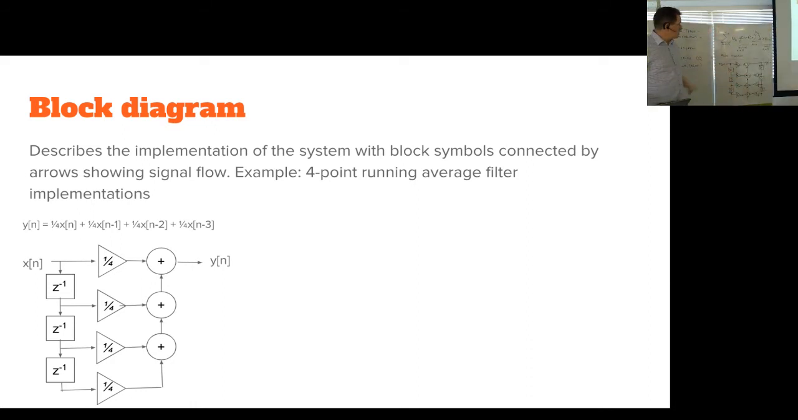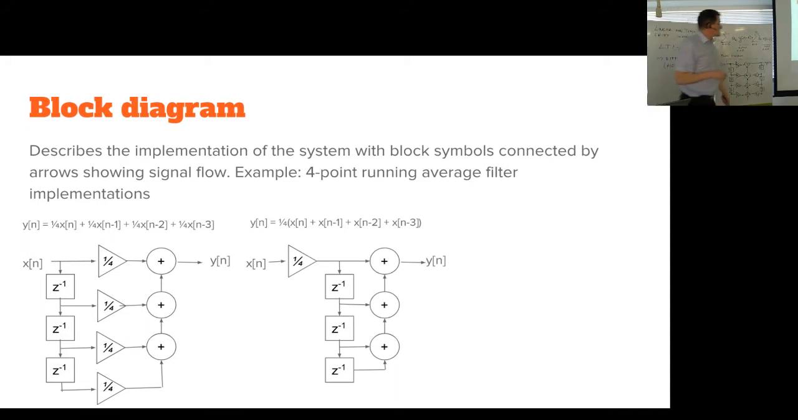Or you can also, since these blocks are, oh, by the way, I just noticed the marking here. Z minus 1 is the same as D. So that D actually is delay. Z minus 1 in the Z plane is the same as delay. So that can also be Z minus 1. Z to the power of minus 1. Okay.